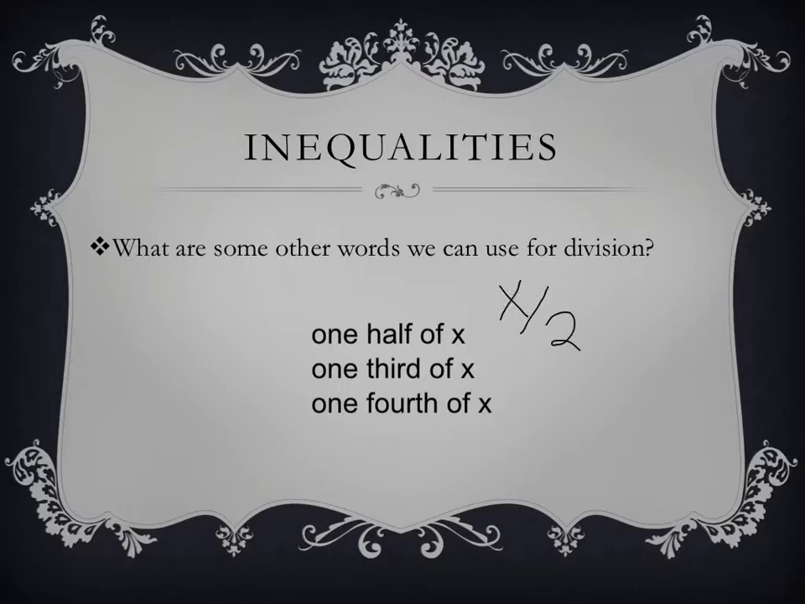And then we have 1/3 of x. That's going to be x over 3. So hopefully you see the pattern here. You can take x and divide it by the number that's being represented by the statement. So if I have 1/4 of x, that would then be x divided by 4.